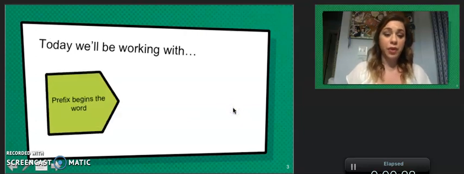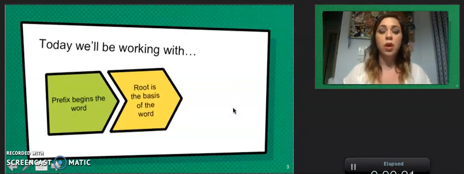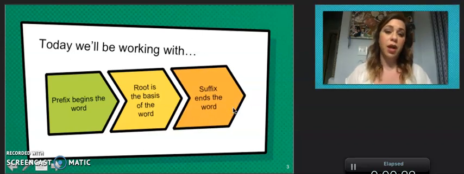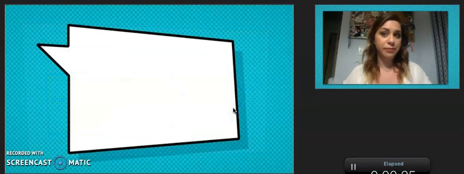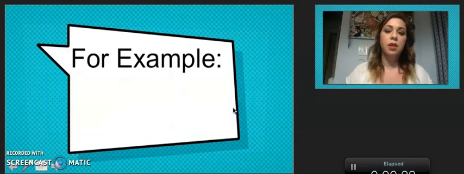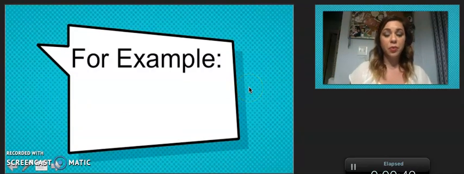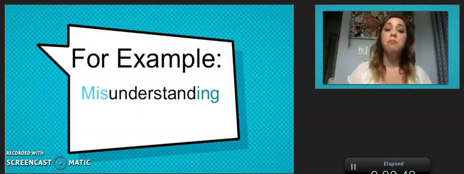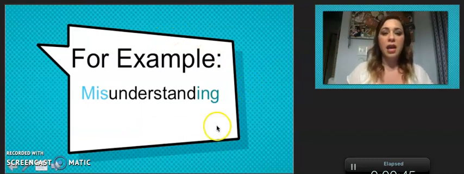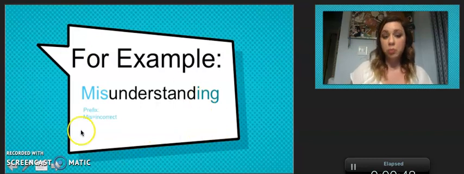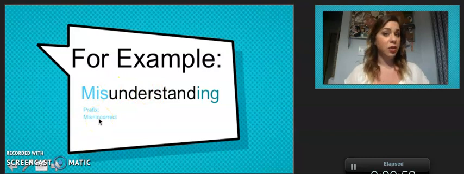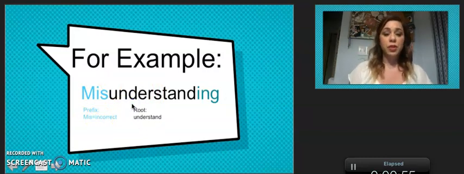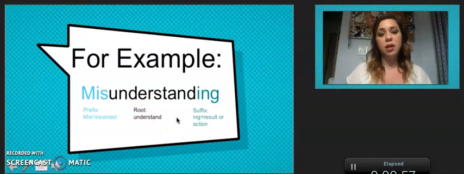Today, we're going to be working with prefixes, which begin a word, the root, which is the basis of the word, and the suffix, which generally ends the word. So here's an example that we'll start off with. The word is misunderstanding. We will start with the prefix, and the prefix for misunderstanding is mis, and the prefix mis is defined as incorrect. The root is understand, and the suffix is ing, which signifies a result or an action.